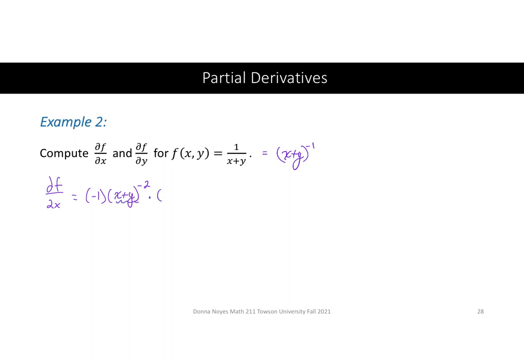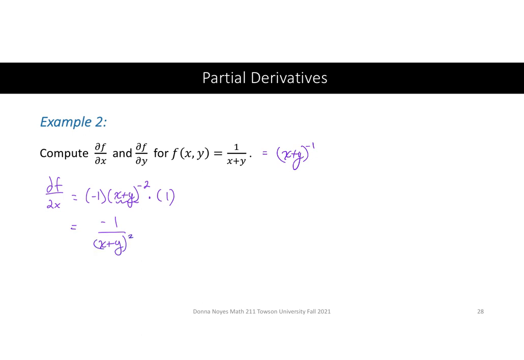And this is where the partial derivative comes into play, because what is the partial derivative of x plus, let's say, 1? Remember, y is just a constant. It's like a 1 or a 5 or a 10. So the derivative of that would just be the derivative of x, which is 1. So we end up with negative 1 over x plus y quantity squared.